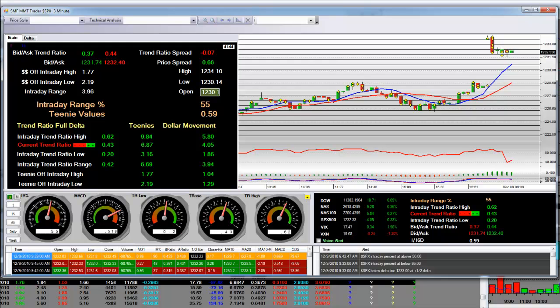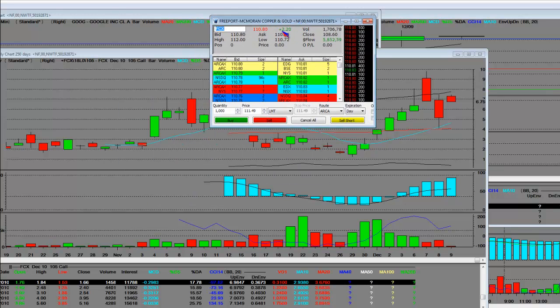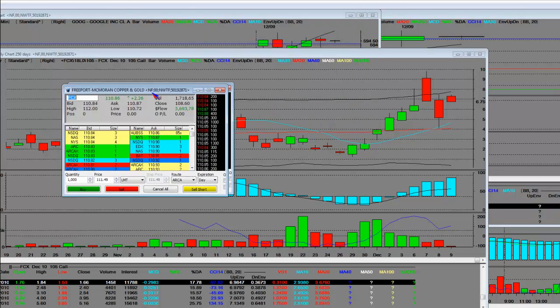One thing I'm going to let people know, what a great short on the FCX. Again, a great short on the FCX, pre-market gap to the 112 high. They've been doing this all week on this one, MMTs. What a great short.